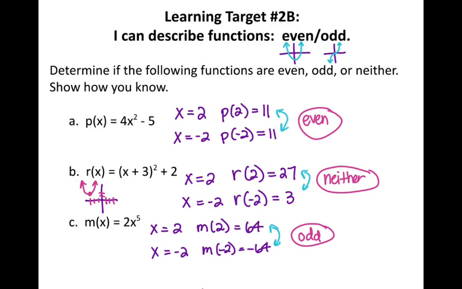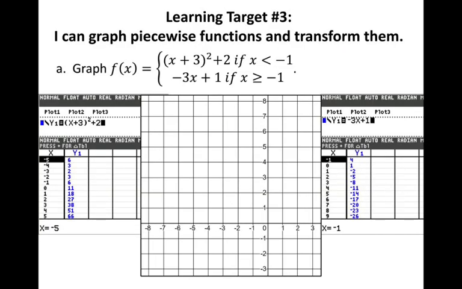Okay, next up, piecewise functions. As you can see, I already plugged this stuff into a calculator. It's very helpful if you have a graphing calculator to be able to work through graphing these piecewise functions. I always like to graph my transitional point first, or I also call it my boundary. That's going to be this dotted line right here, and that's going to separate my two pieces. So the first piece is x plus 3 squared plus 2, and I plugged it into y equals, and it gave me these values in the table.